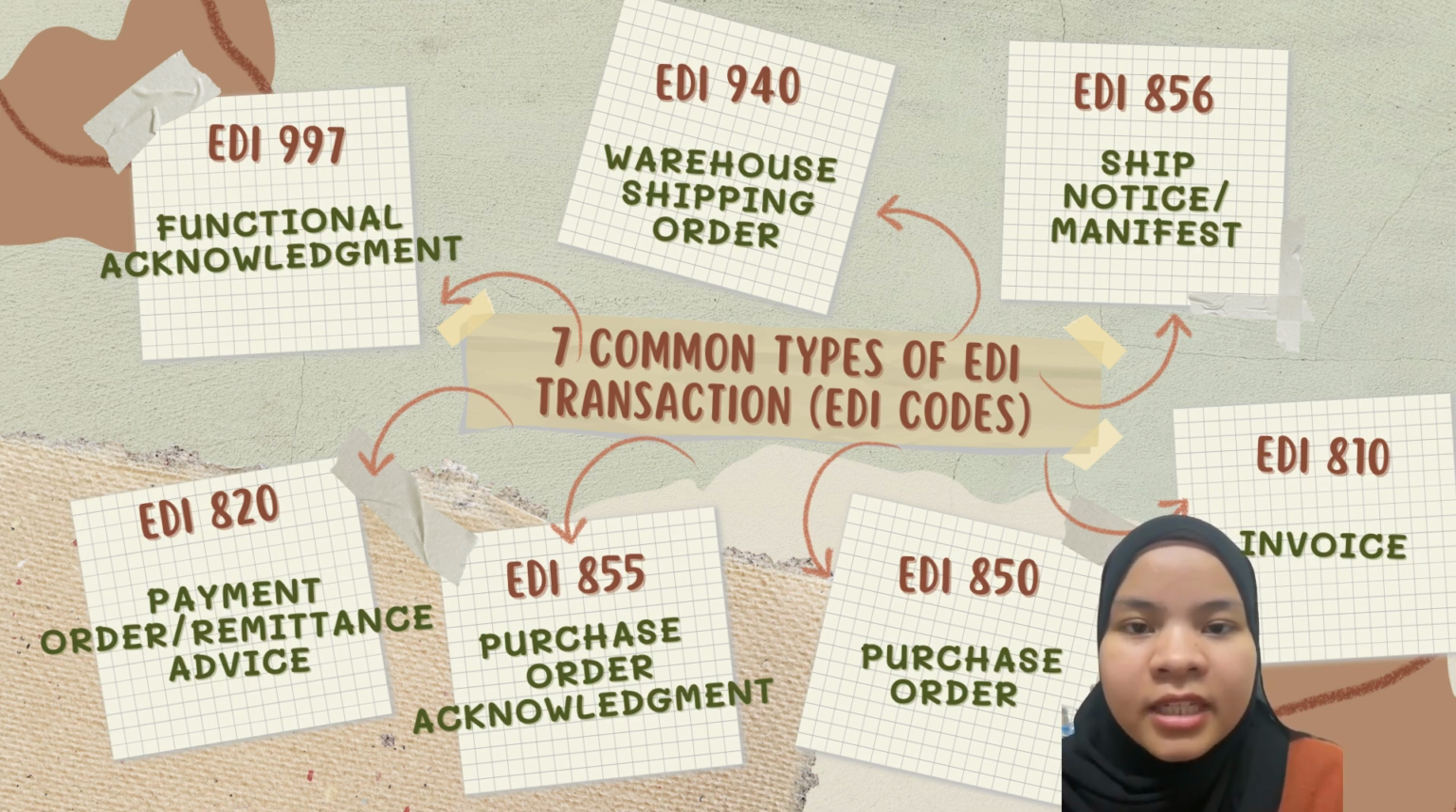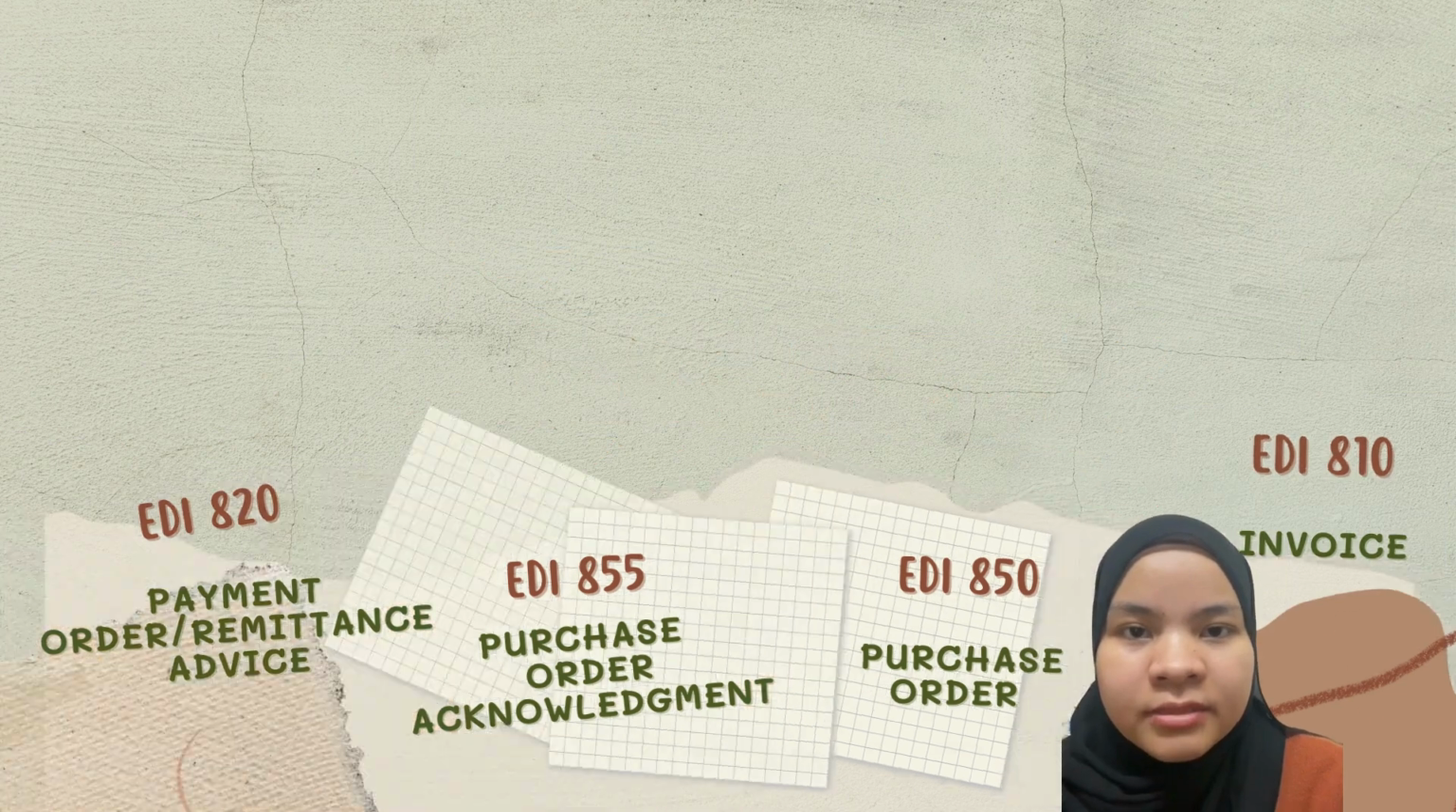Lastly is EDI 820, which is for payment order or remittance advice. This EDI code is sent by supplier in response to EDI 810, which is invoice. It provides payment details like amount and dates.